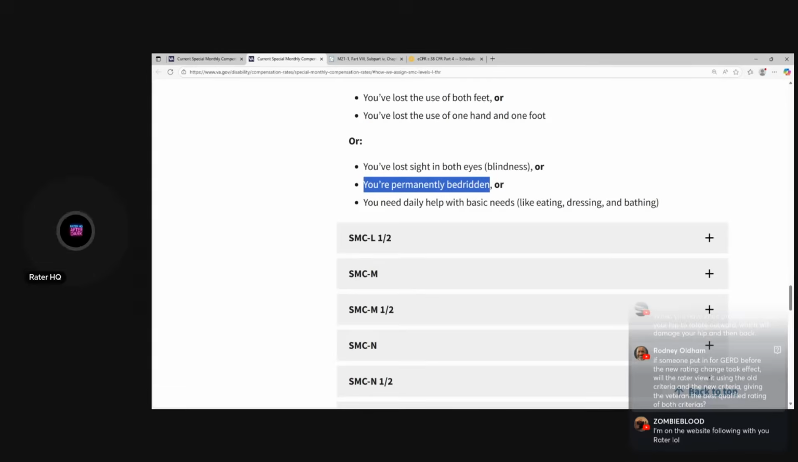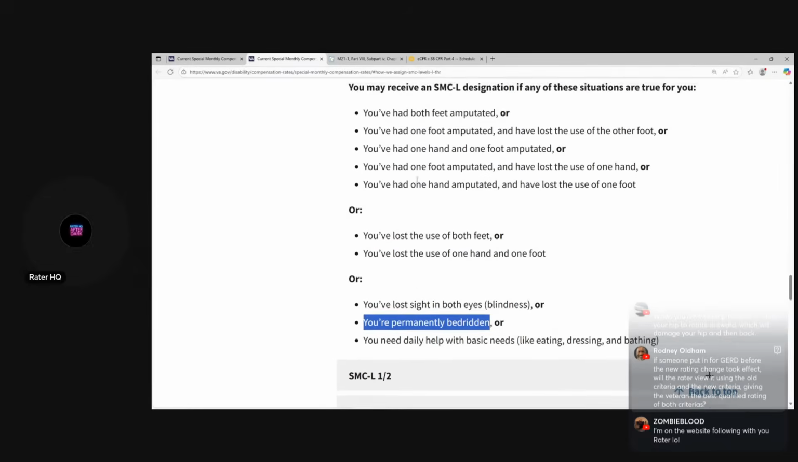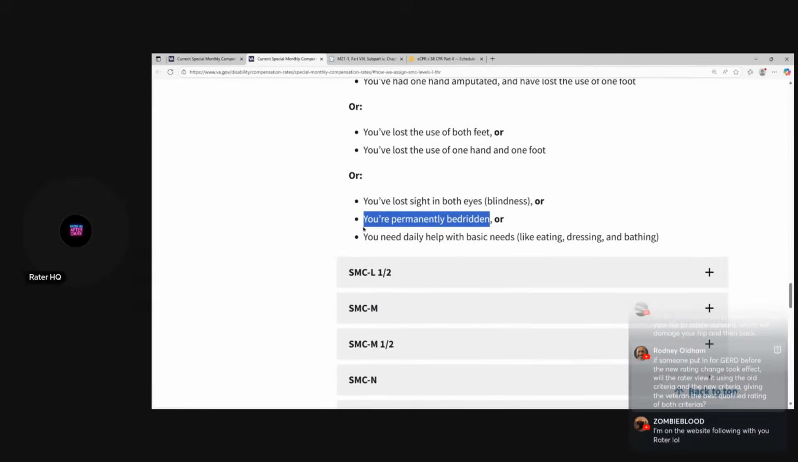You have to be factually housebound, which is SMC S2. If you are SMC S2, then you can meet the requirements for L, which you should have been granted if you're factually housebound. Now, the second thing: these two are kind of unique to L. They do not perpetuate throughout the lower SMCs. The permanently bedridden one might, but this one right here does not.